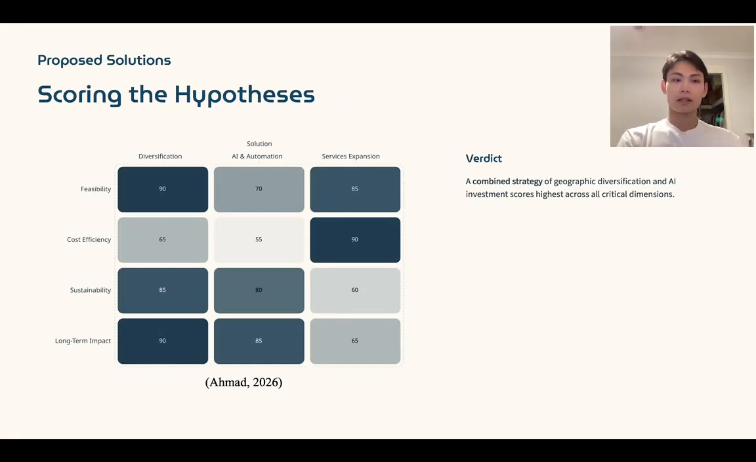After comparing the three solutions, the strongest option is a combined strategy of geographic diversification and AI investment. Diversification reduces Apple's dependence on China and spreads the production risk across more countries. However, new production sites may be less efficient at first, and automation can help solve this by improving logistics, reducing waste, and lowering long-term operational costs.